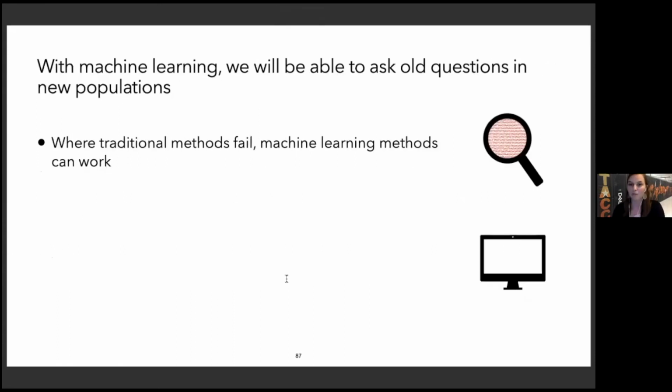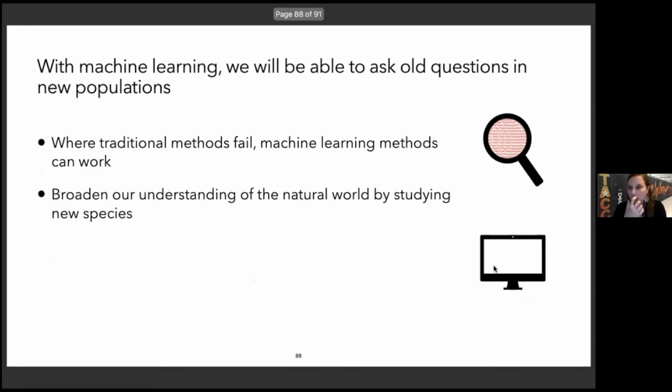With machine learning, what we're hoping to do is ask old questions in new populations. Where our traditional tools fail, hopefully we can use machine learning to learn more about these systems. By applying these to new systems, we'll be able to broaden our understanding of the natural world, hopefully. There are a lot of things that we've never been able to study before at the genetic level, and this will hopefully be one way that we can start to sample the full diversity that exists in the world.